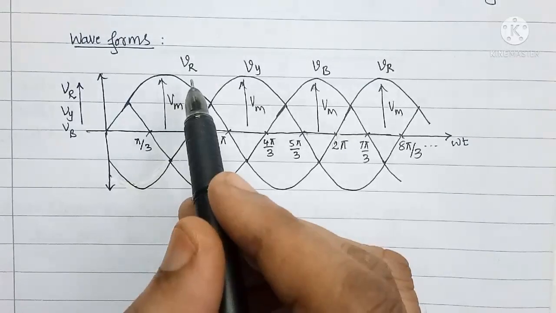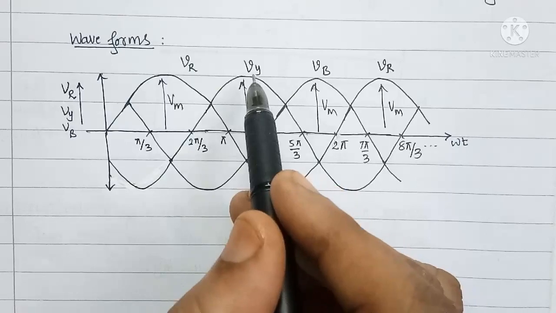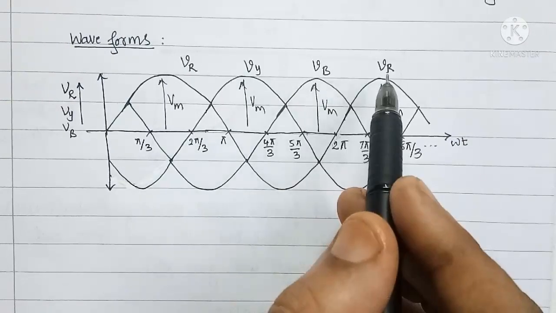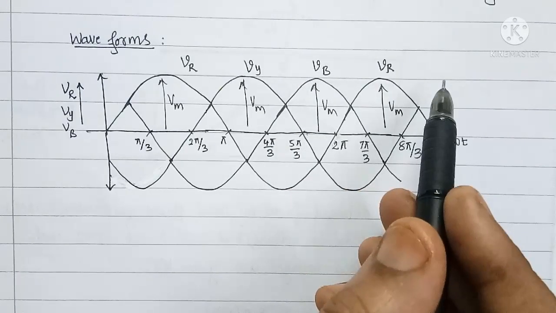So, here phase sequence is R, Y, B, or you can say Y, B, R, or you can say B, R, Y.